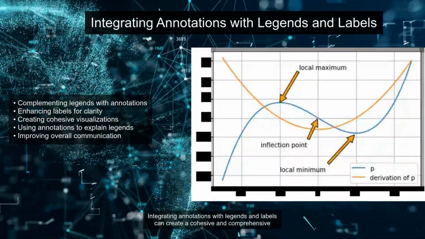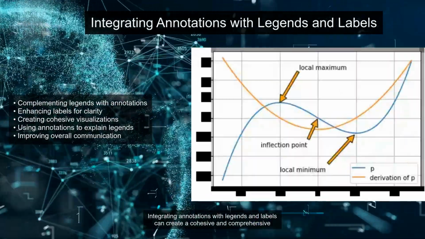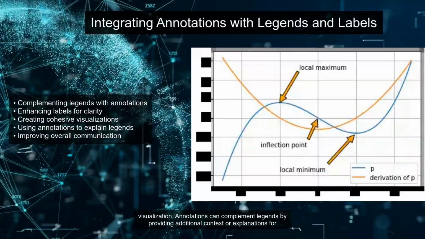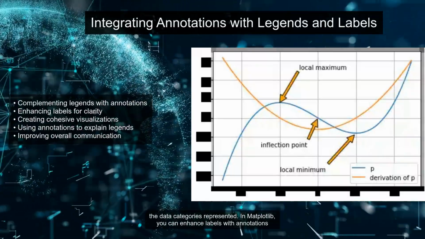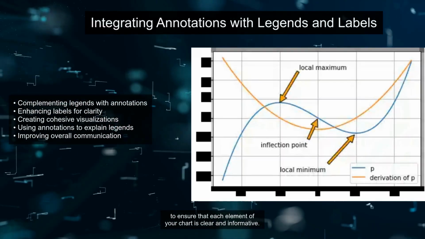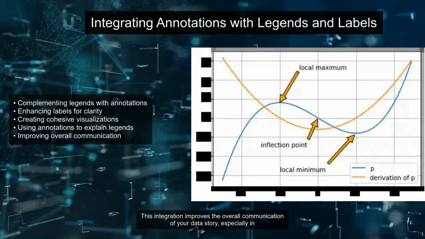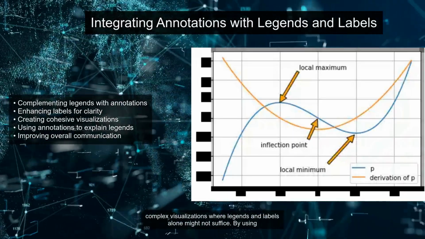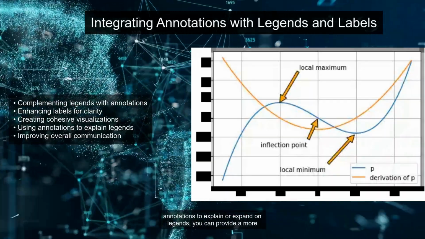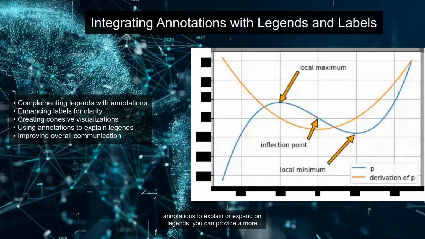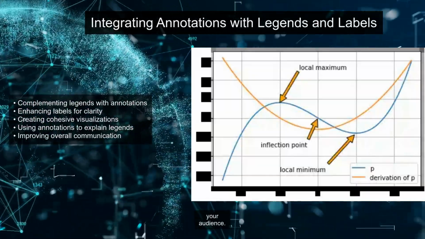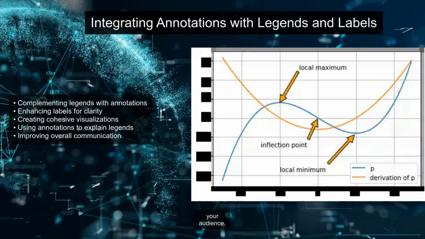Integrating annotations with legends and labels can create a cohesive and comprehensive visualization. Annotations can complement legends by providing additional context or explanations for the data categories represented. In Matplotlib, you can enhance labels with annotations to ensure that each element of your chart is clear and informative. This integration improves the overall communication of your data story, especially in complex visualizations where legends and labels alone might not suffice. By using annotations to explain or expand on legends, you can provide a more detailed understanding of your data, making it more accessible and impactful to your audience.